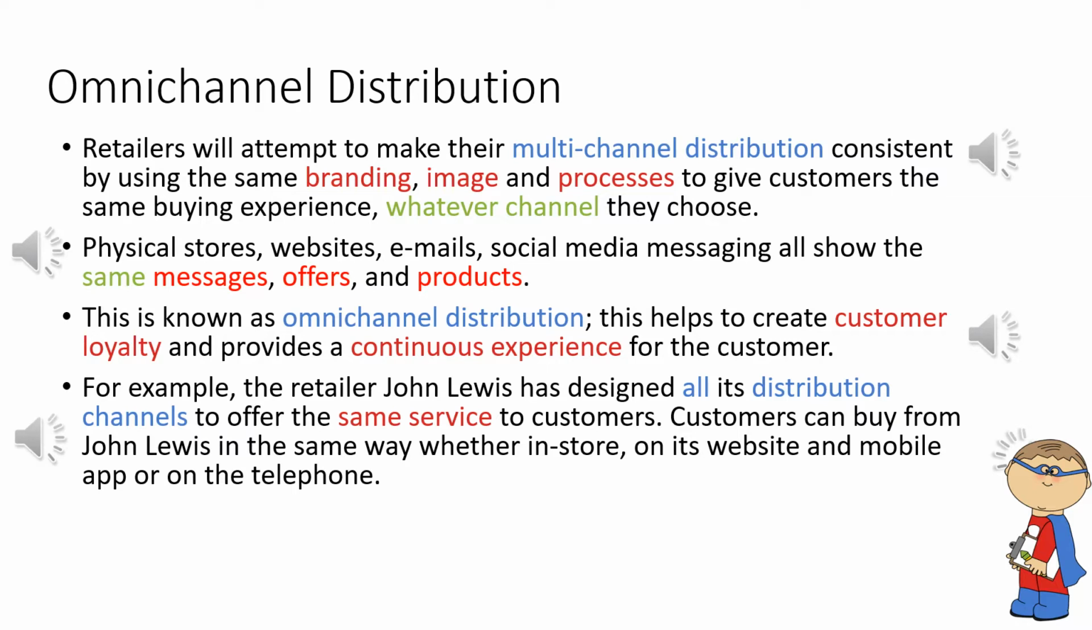Omnichannel distribution. Retailers will attempt to make their multi-channel distribution consistent by using the same branding, image and processes to give customers the same buying experience, whatever channel they choose. Physical stores, websites, emails, social media messaging all show the same messages, offers and products. This is known as omni-channel distribution. This helps to create customer loyalty and provides a continuous experience for the customer.